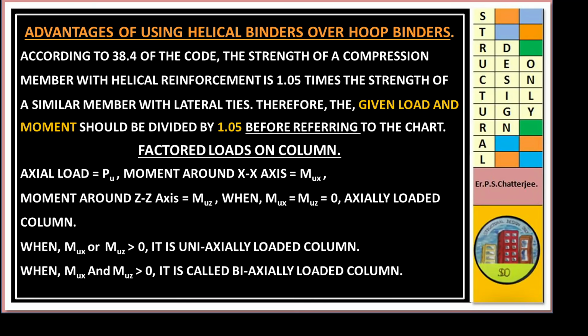Factored load on column: axial load is PU, moment around XX axis MUX, moment around ZZ axis MUZ. When MUX is equal to MUZ is equal to 0, then it is an axially loaded column. When MUX or MUZ is greater than 0, it is a uniaxially loaded column. When MUX and MUZ both are greater than 0, it is called a biaxially loaded column.